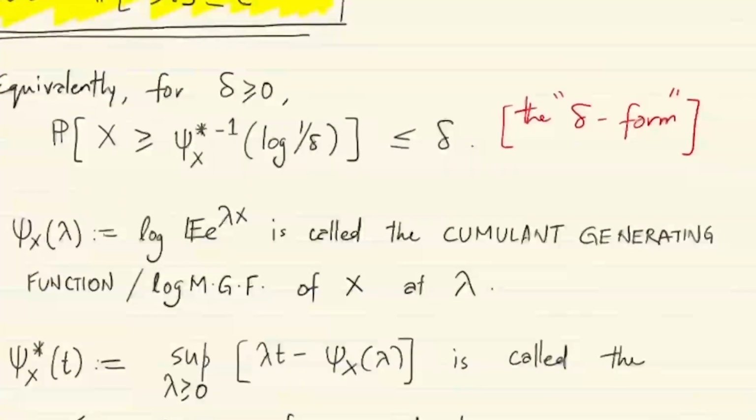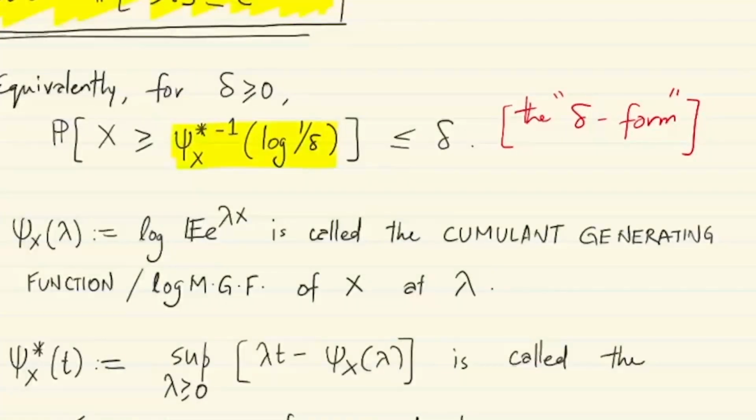So a couple of remarks here. There's an equivalent form for the same Chernoff bound, which is obtained by setting the right hand side of the Chernoff bound equal to a number delta. Okay, so if you set the right hand side equal to delta and invert this expression, you get that the right t that you have to put is something like this. So the probability that x is larger than cx star inverse of log 1 by delta is less than or equal to delta.